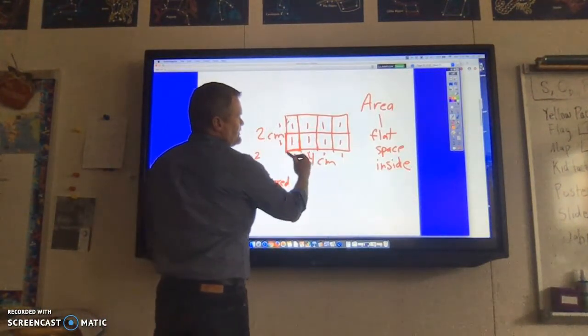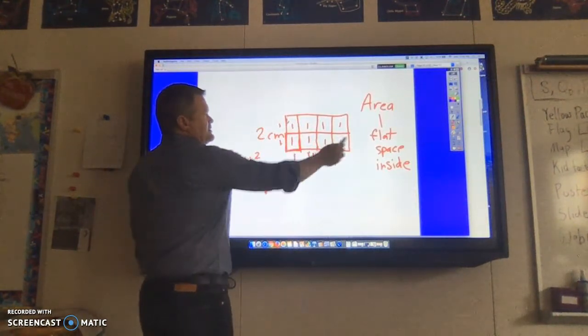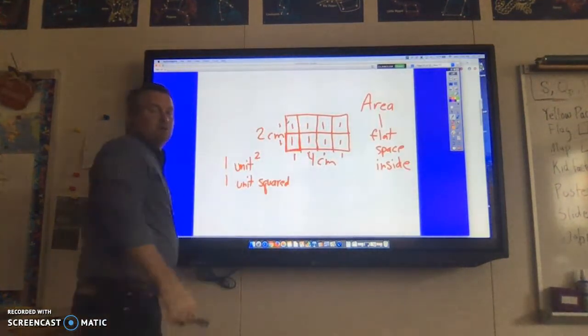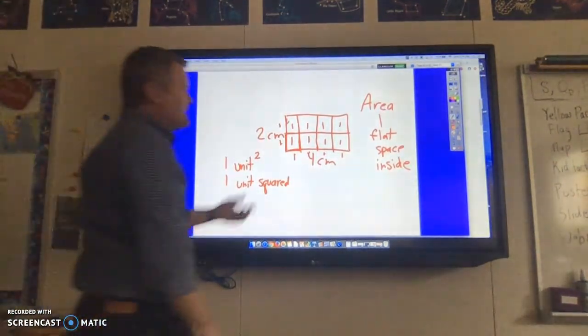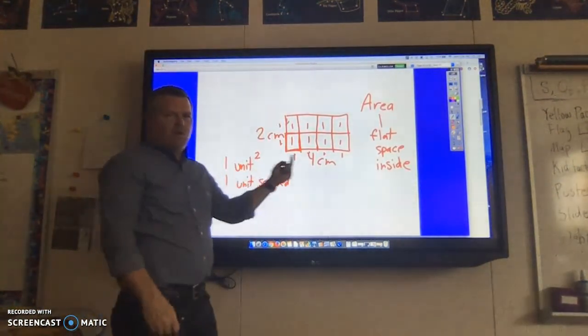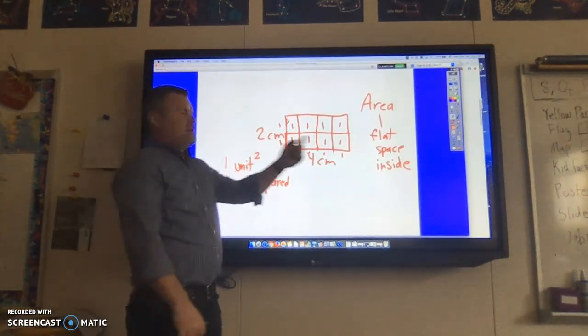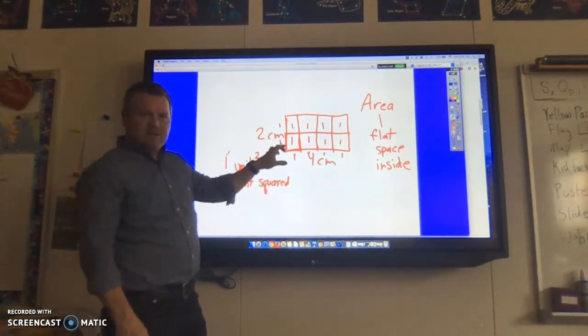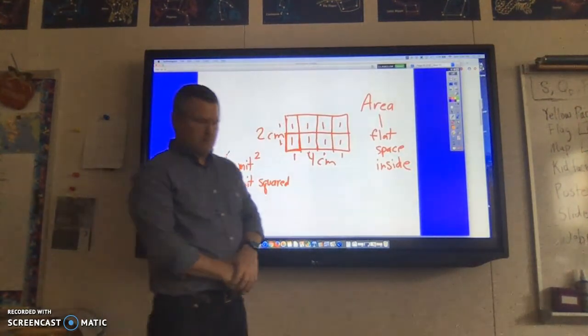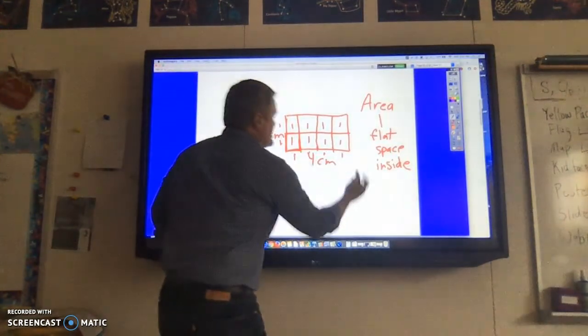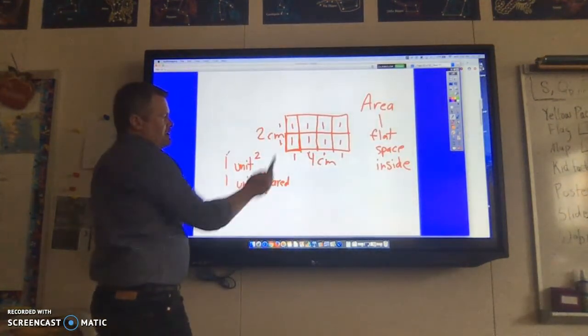So if we divide this up into 4, we divide this up into 2, you count your squares, you get a total of 8. However, what if I was making you do a 44.3 centimeter base and 17.6 centimeter height? Would you want to draw all those squares? Please say no. No, you don't want to draw all those squares. So we are going to look at this now.